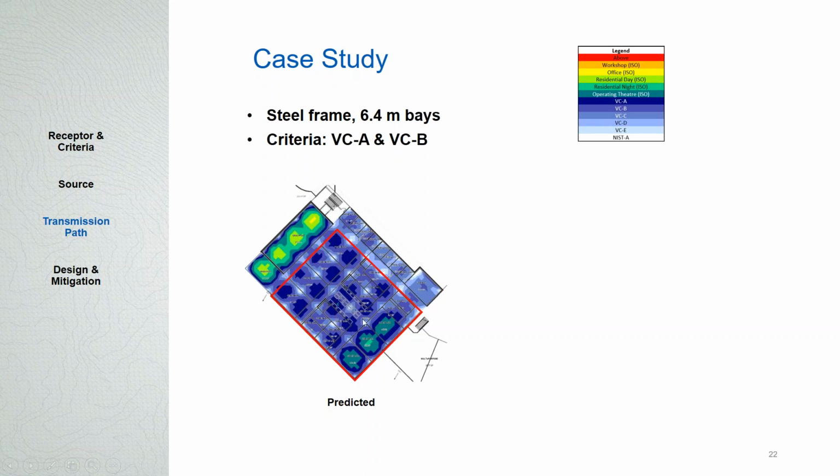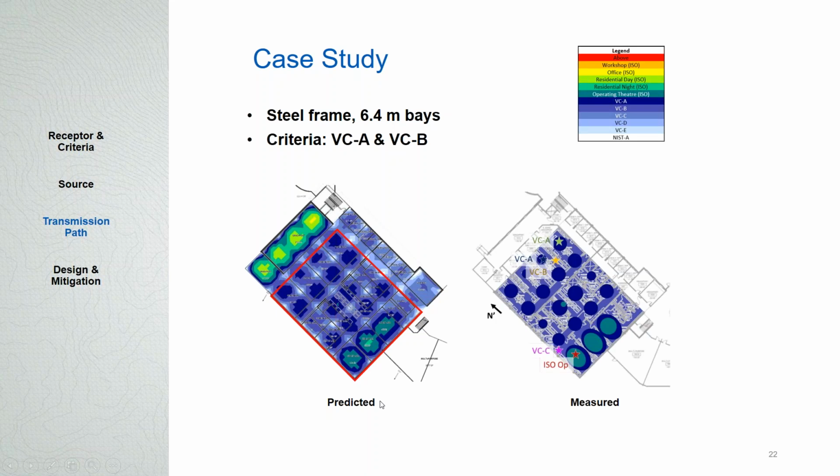So over much of the floor, in the center of the bay, we're getting about VC-A, and then there's a few spots where we're getting operating theater or residential night, and then outside that area where it's not as critical, there's of course higher levels of vibration. So that was what was predicted. We're able to go back and measure in a few spots, and this is kind of what was the outcome. So we've measured in several spots, and we see that in general, yeah, it's matching up with what we're expecting.